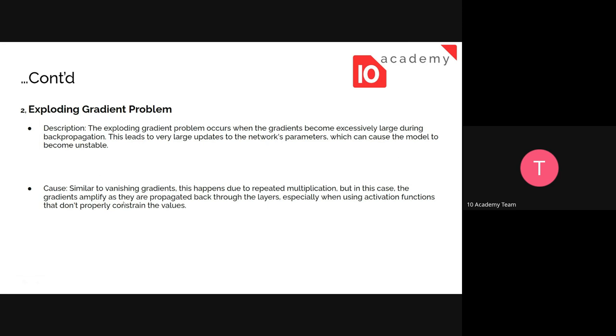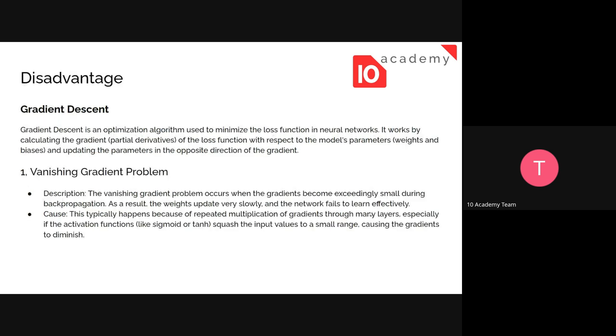Similar to vanishing gradient, this happens due to repeated multiplication, but in this case, the gradients amplify as they are propagated back through the layers, especially when using activation functions that don't properly constrain the value. So the disadvantage of using the RNN overall is that while updating the gradient every time, conceptually, as we have said, it's time series data, right?